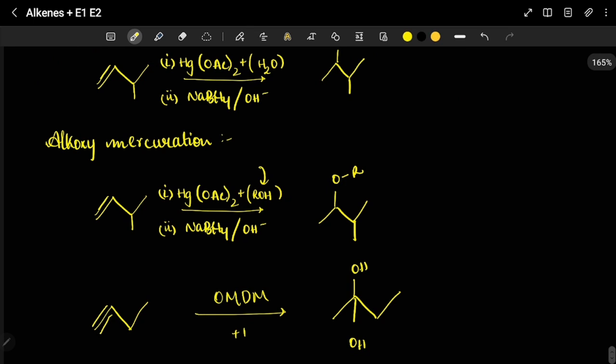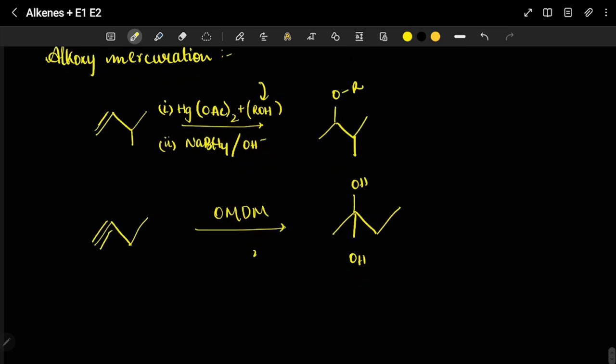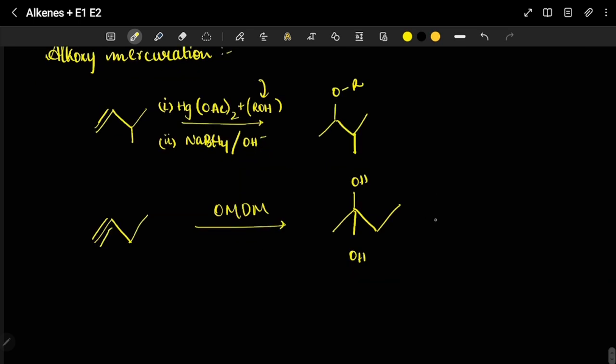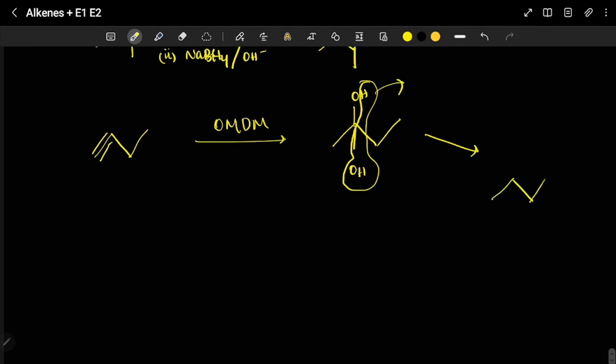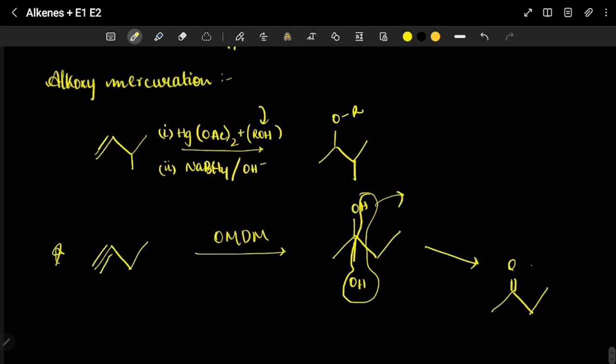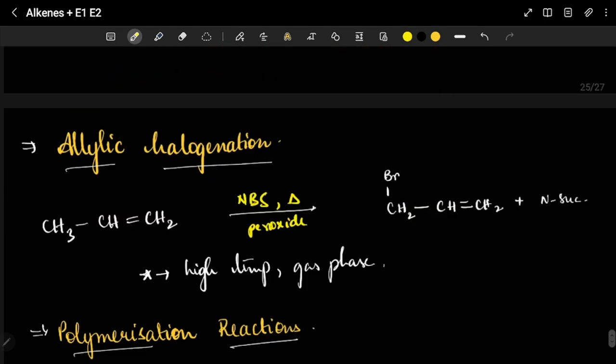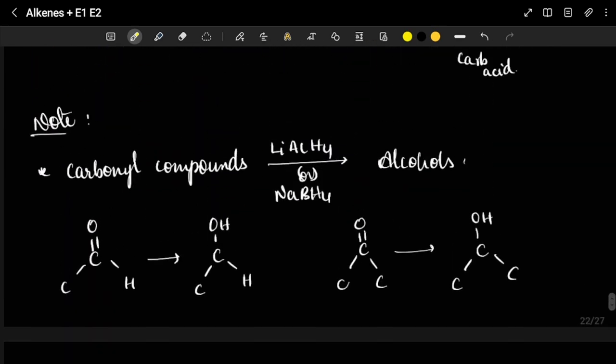So again, you treat it with H2O. In OMDM, anyhow, H2O is removed, right? Dehydration takes place. So an H2O comes out, and then a keto group is formed. This is an important example, the OMDM of 1-butyne. That's it. This is OMDM, and in the next video, let us see HBO, that is hydroboration followed by oxidation.